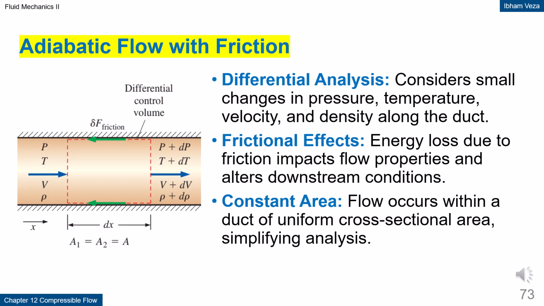Adiabatic flow with friction. Differential analysis is used to examine small changes in flow properties along the duct. Friction causes pressure loss and changes in density and velocity. The cross-sectional area remains constant, so the changes are purely due to friction. Although the total energy remains constant, its distribution between internal and kinetic forms changes. This model is important for understanding real flows in pipes.